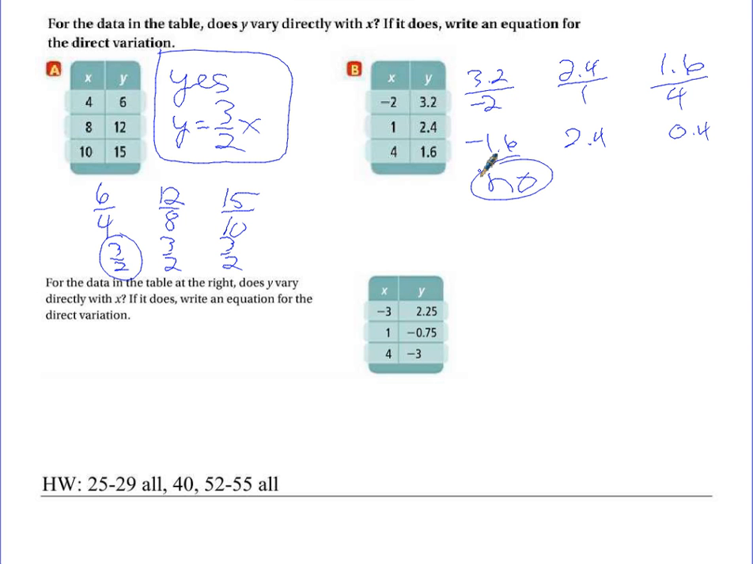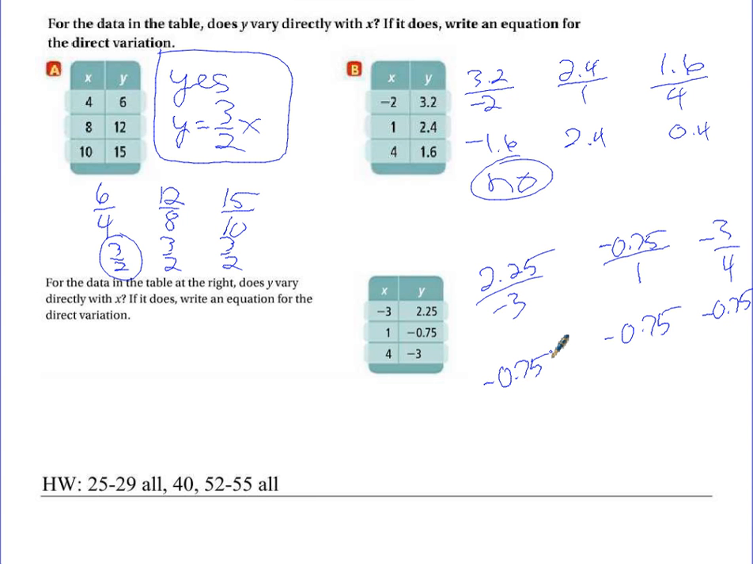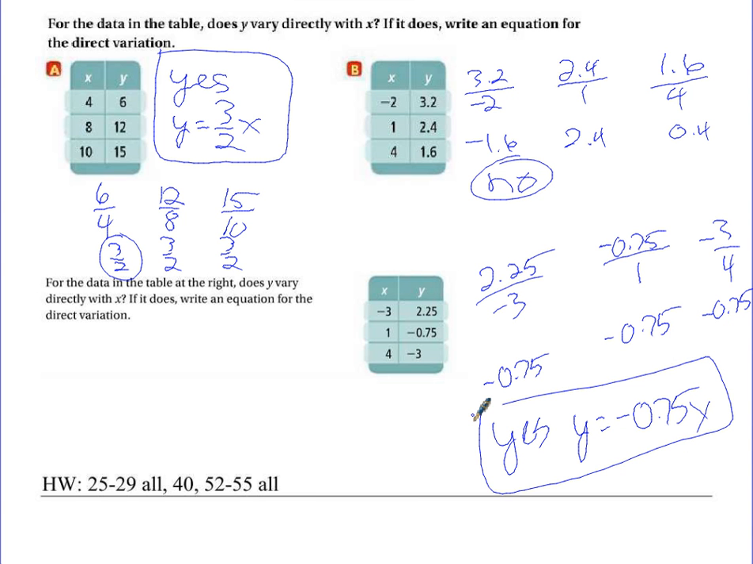For the last one, do the same thing. 2.25 divided by negative 3, negative 0.75 divided by 1, and then negative 3 divided by 4. This one is just negative 0.75. This one is negative 0.75. If I enter that in my calculator, I get negative 0.75. So is this one direct variation? Yes. And what is the equation? y equals negative 0.75x, or negative 3/4 x. That does it for the section.